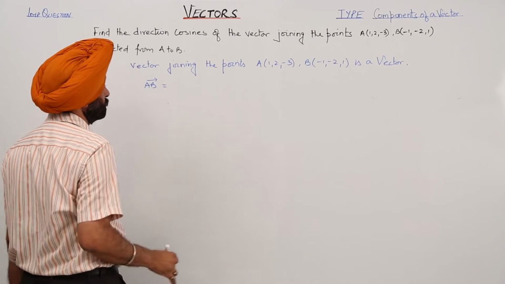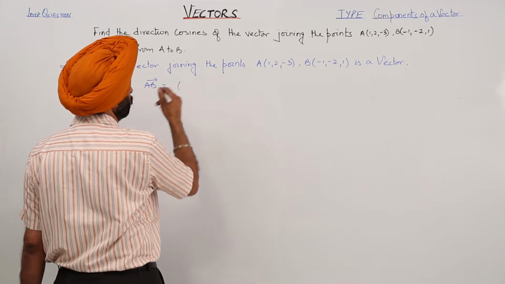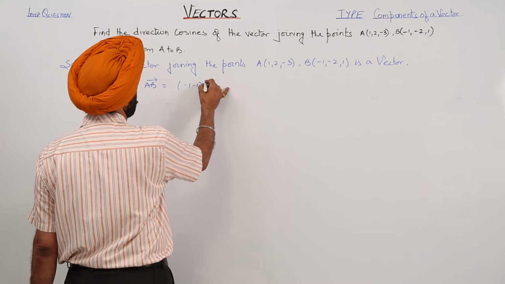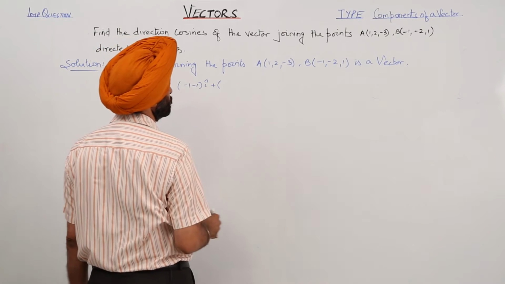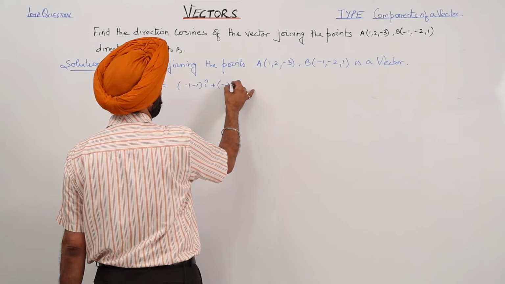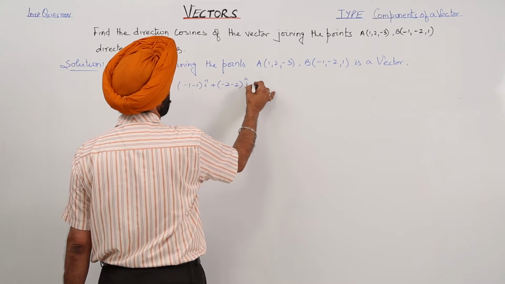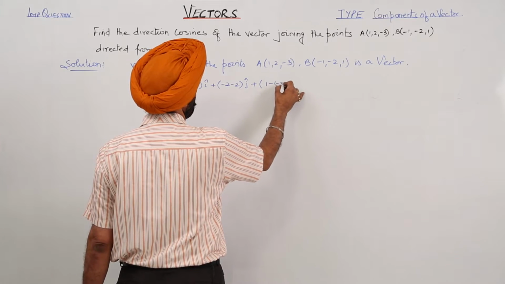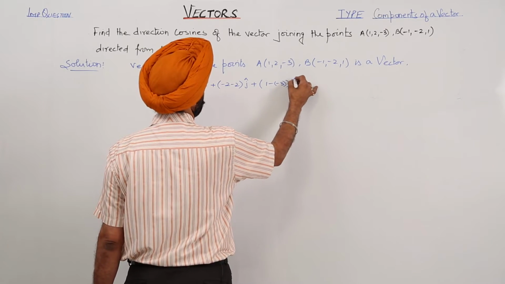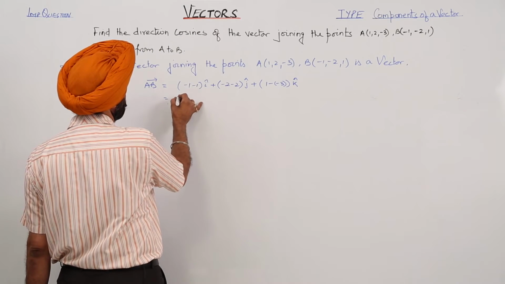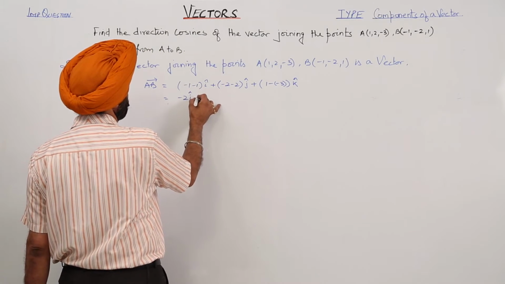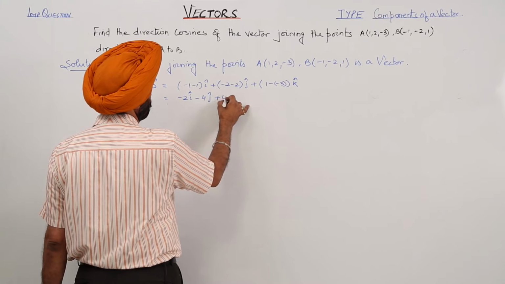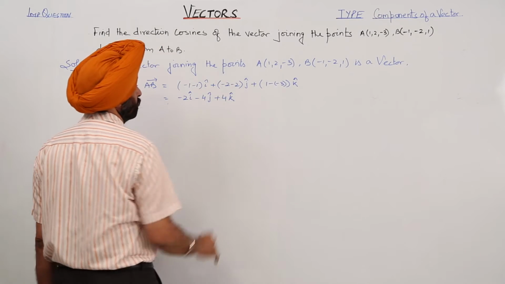Now vector AB is equal to -2 i cap plus -4 j cap plus 4 k cap.